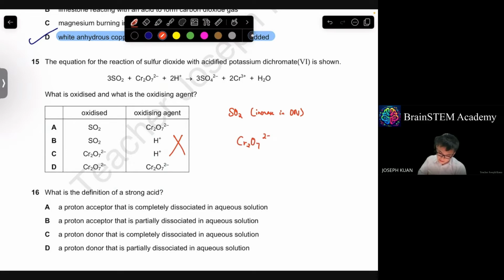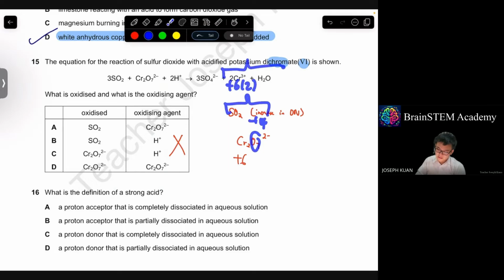This one is dichromate(VI). The chromium has an oxidation number of +6. You can analyze it yourself. Oxygen carries -2, so 7 oxygen carry -14. Together with +6 times 2, altogether it's -2. That's why it's +6. And then it changes to chromium(III), which is +3. So this is a reduction process, which means it's an oxidizing agent.